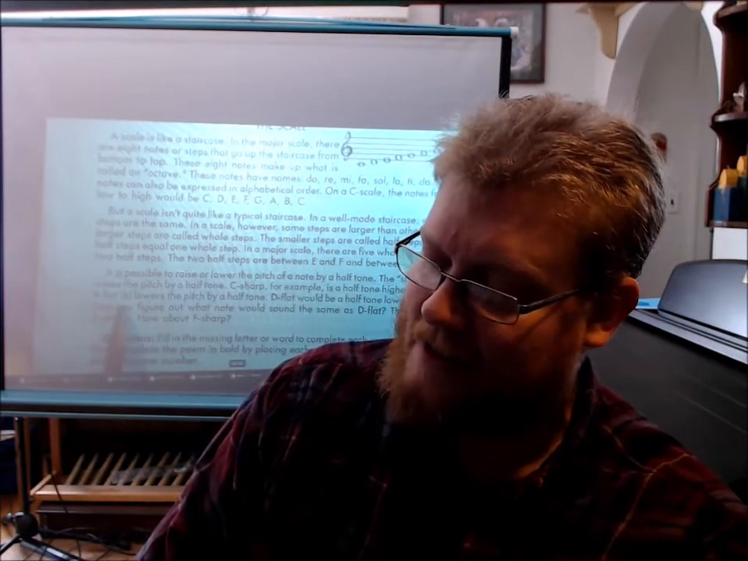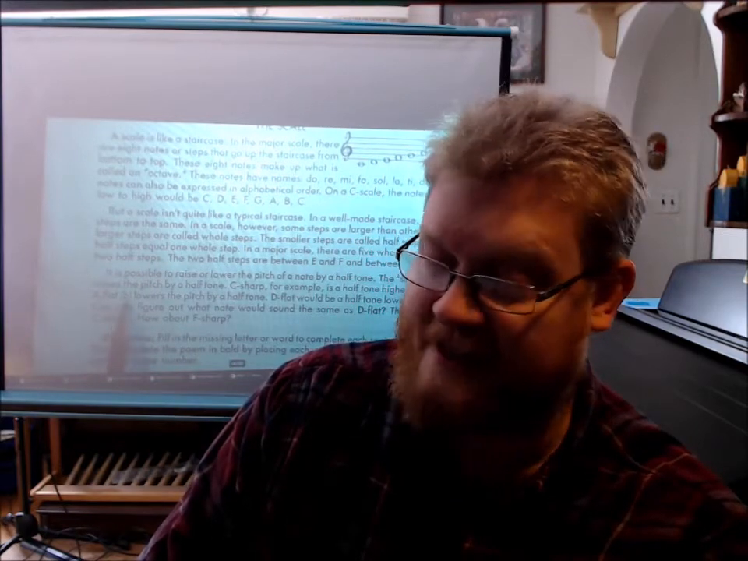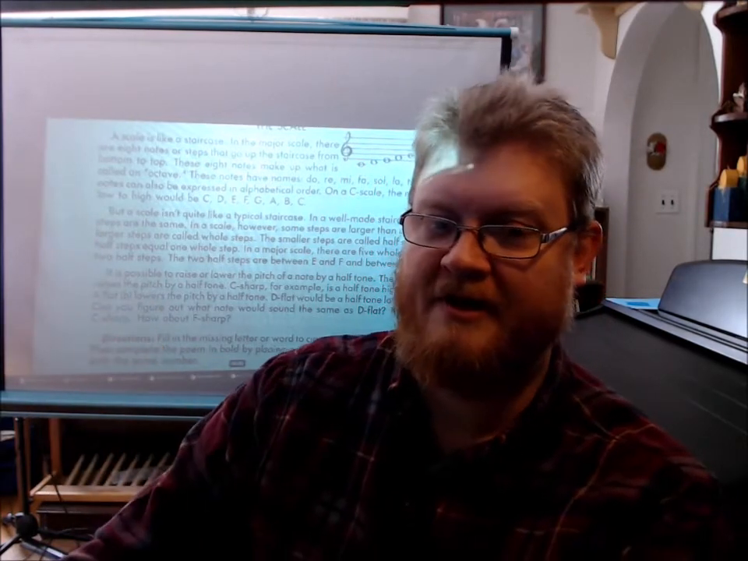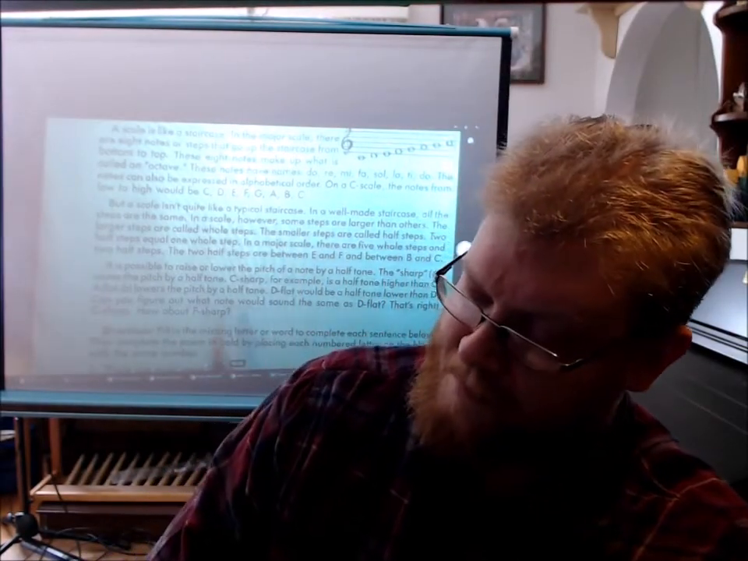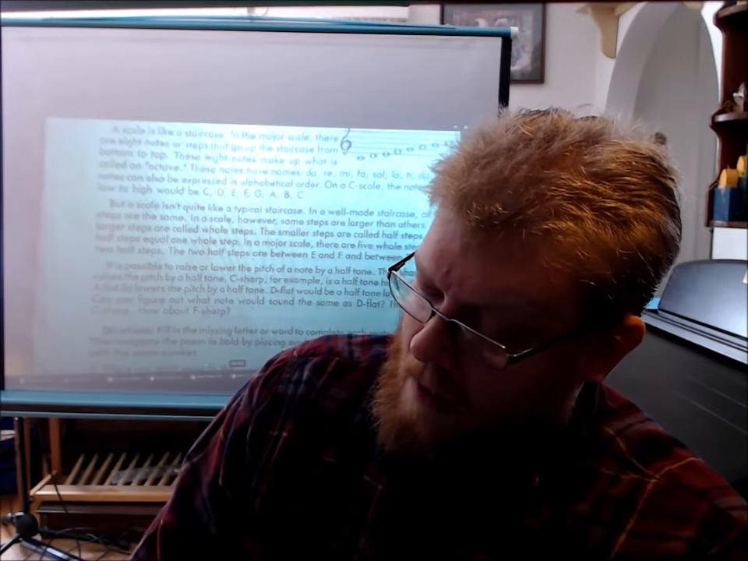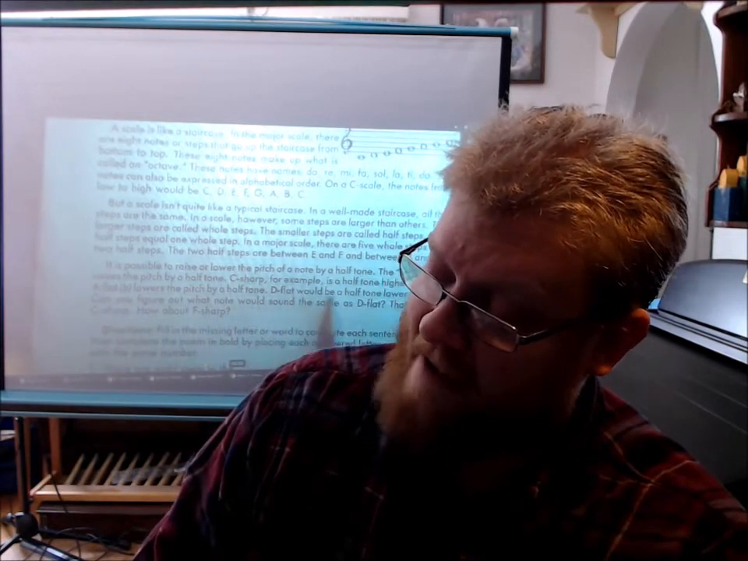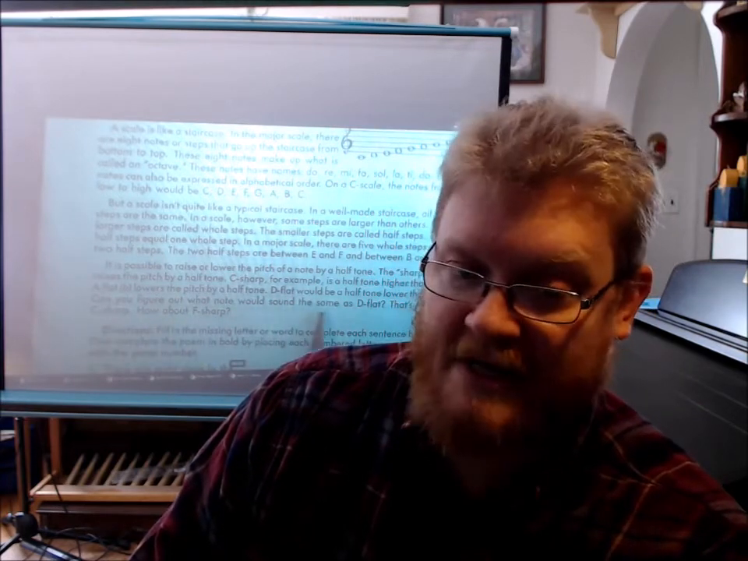A flat, and we're not actually talking about the note A flat yet, we're just talking about the flat sign. It looks like the lowercase b. The real one drawn has a flat edge on this side. Okay. All right, where was it? There we are. A flat lowers the pitch by a half tone. D flat would be a half tone lower than D. Can you figure out what note would sound the same as D flat?